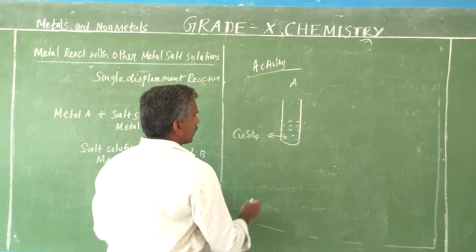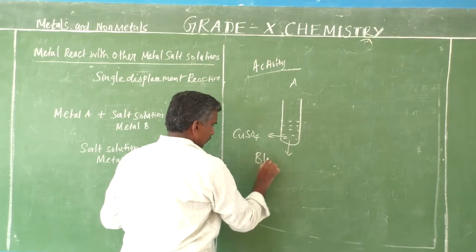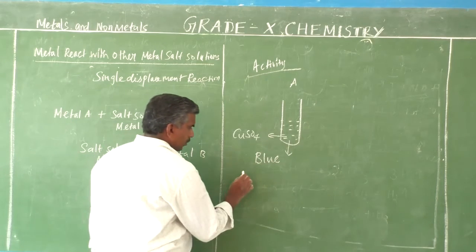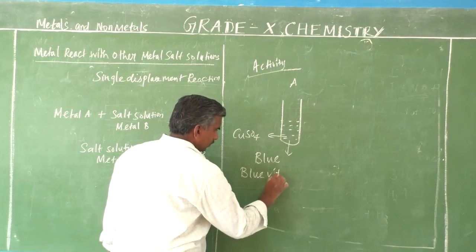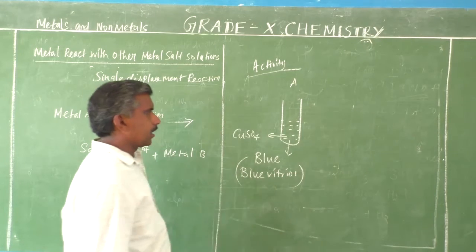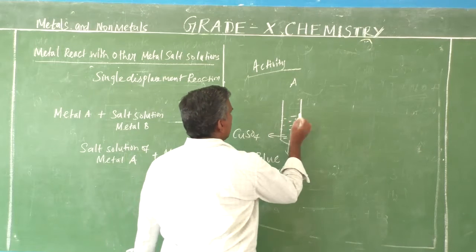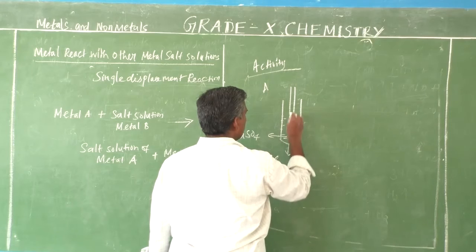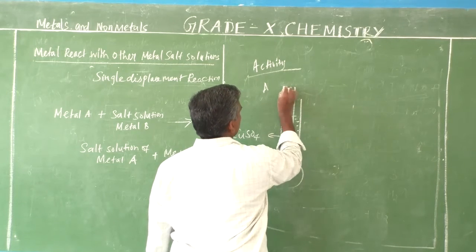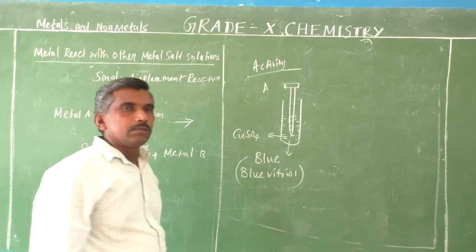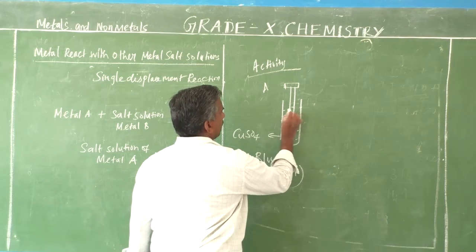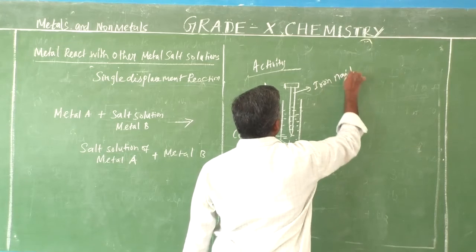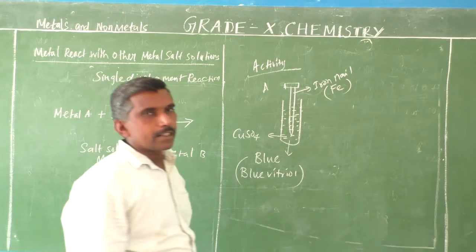The copper sulfate solution, what is the color? Blue color. That is known as blue vitriol. Copper sulfate is blue vitriol. Then you add an iron nail.